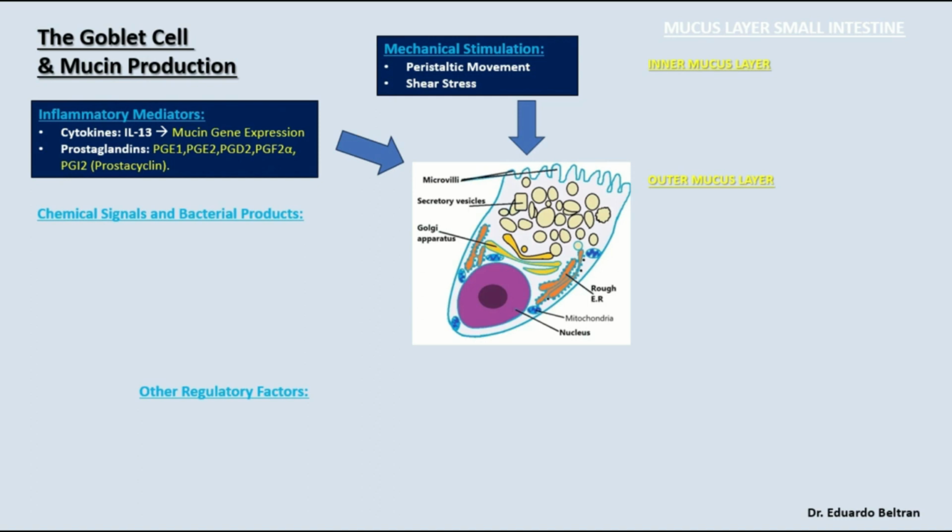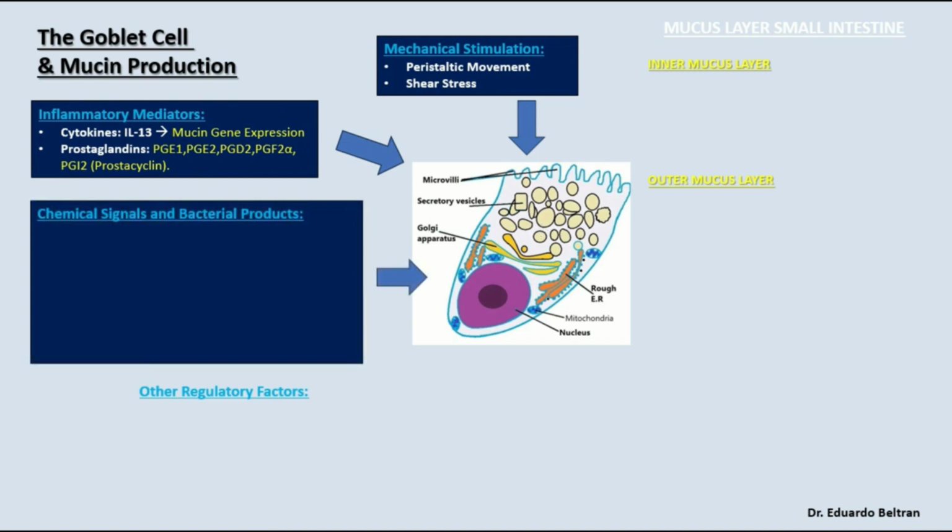But it's important to recognize that whenever you have any type of inflammatory process, usually coming from our immune system, it's going to start triggering the production of certain cytokines and prostaglandins that are going to stimulate the production of mucin on behalf of these goblet cells.